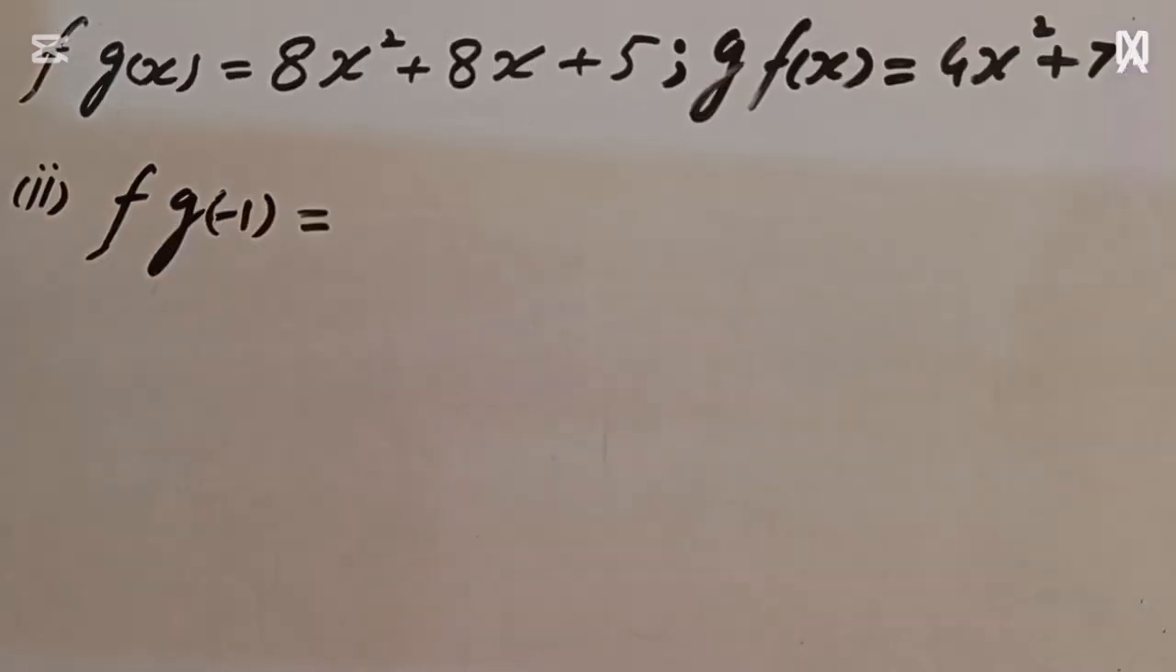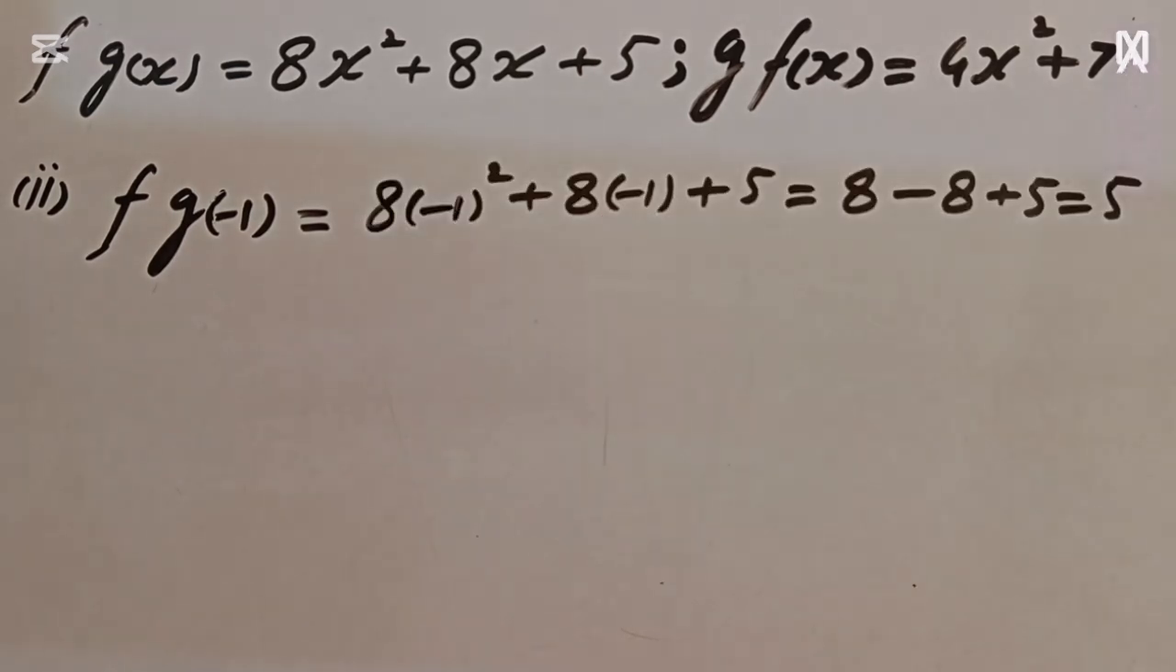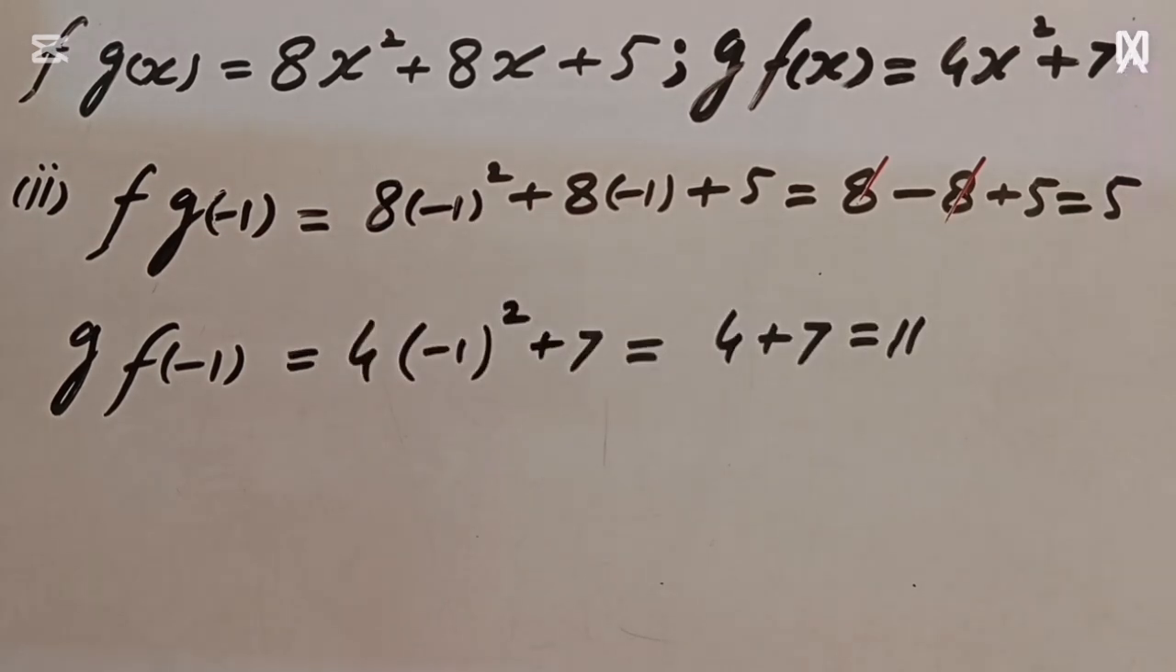Now we find out f of g at minus 1. Substituting minus 1 in place of x in f of g(x), this results 5. Now g of f at minus 1, it results 11. Now we find out f of g at 3.